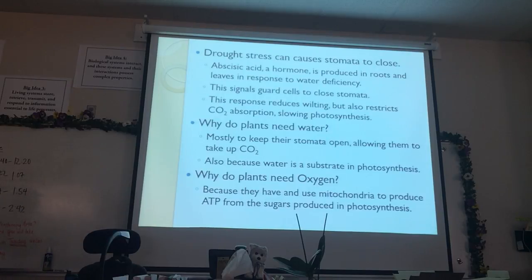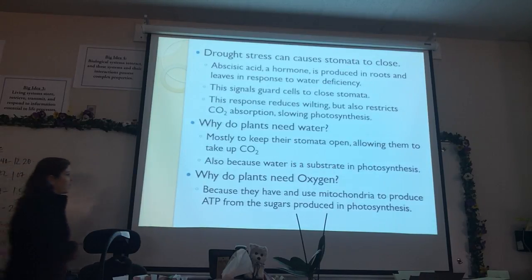And again, we just need to keep in mind, why do the plants need water? Well, they need water to keep their stomata open, which allows them to take up the CO2. But remember that water is a substrate in photosynthesis. Plants need water in order to photosynthesize. If you go back and look at that equation from Unit 3, water is a reactant, so we've got to have it. But don't forget that plants also need oxygen.